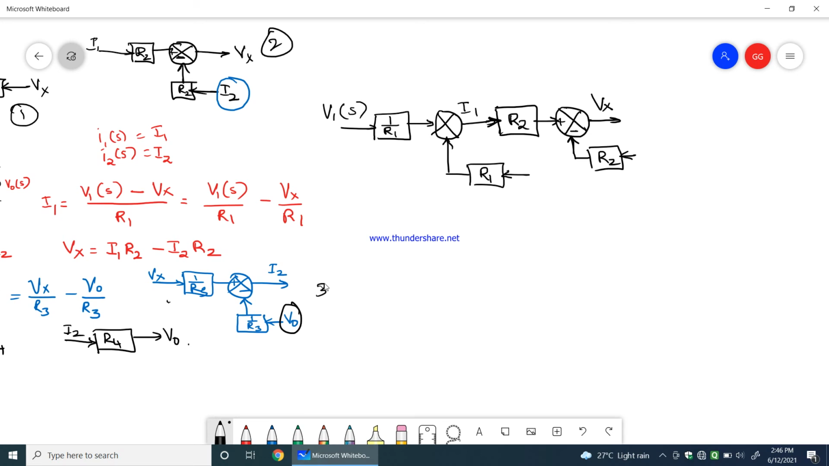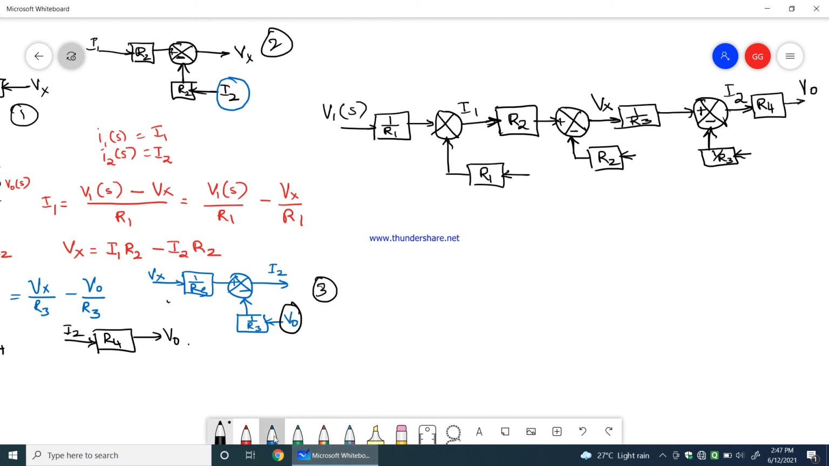Now let us go to the third block. The third block will give you Vx connected to 1 over R3, and that in turn connected to a summing point where plus minus, and that in turn connected to 1 over R3, and that is connected to Vout. Now we'll see where is Vout. The output which is coming out from this summing point is actually I2. Now I2 is connected to R4. So this is R4, and the output coming out here is Vout.